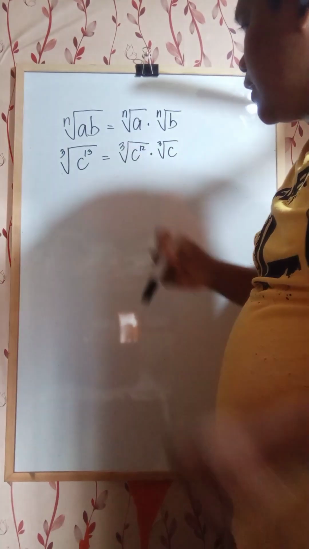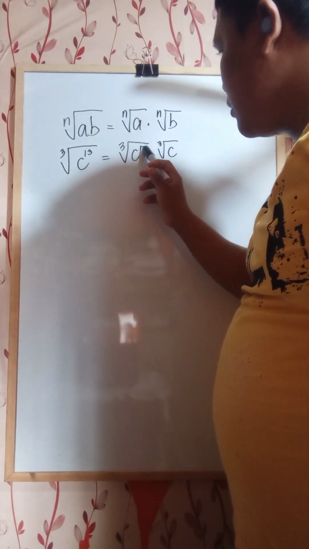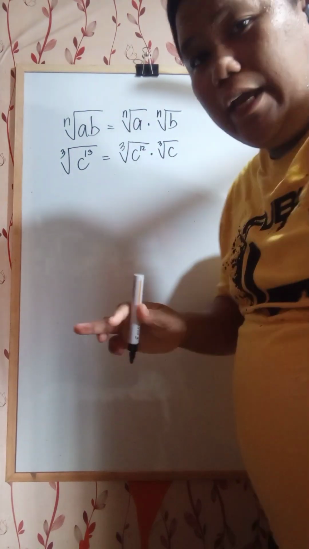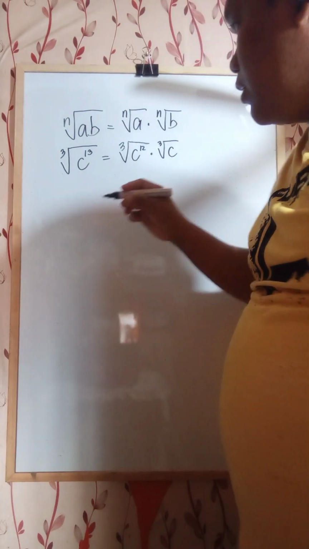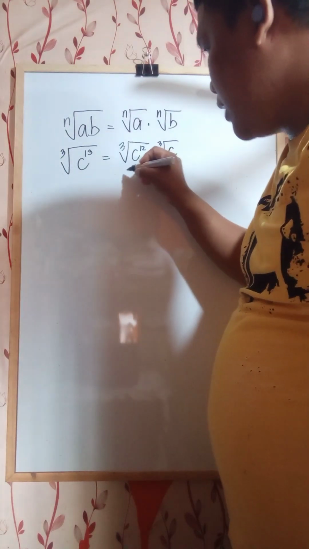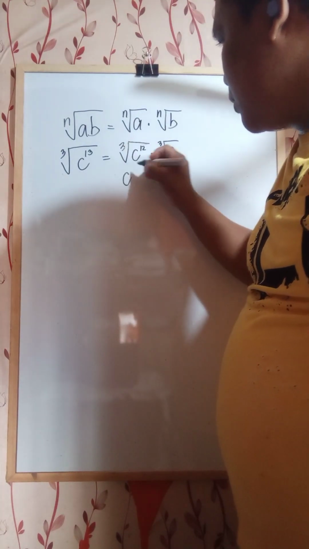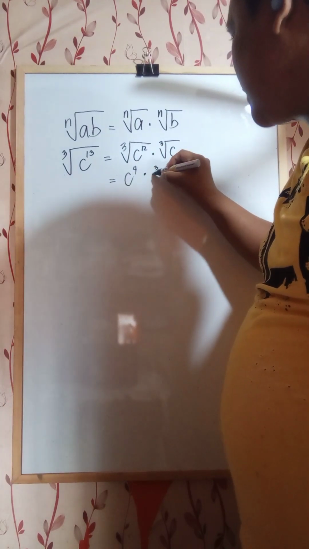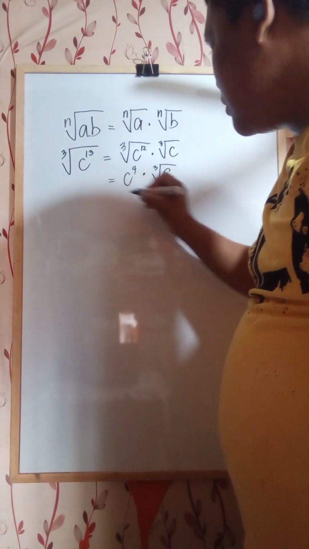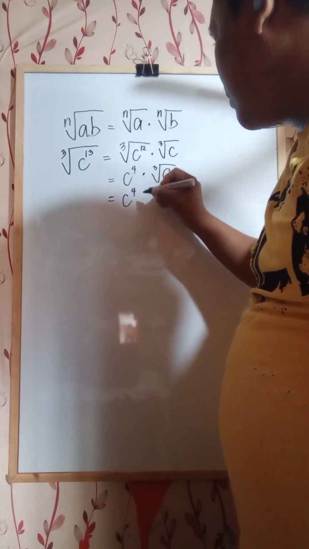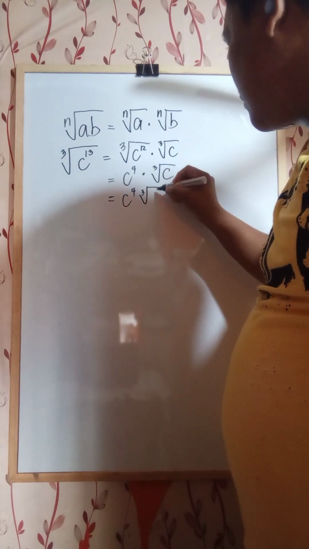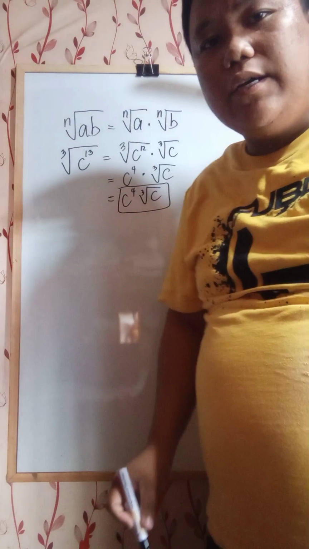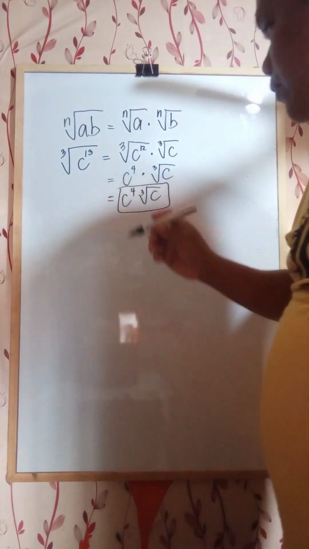To extract it, simply divide the exponent by the index. 12 divided by 3 is 4, so your exponent is 4. Copy the c, put the exponent 4, then times the cube root of c. So the final answer is c to the power of 4 times the cube root of c.